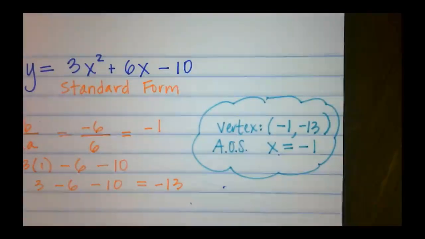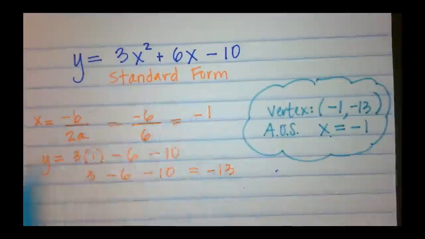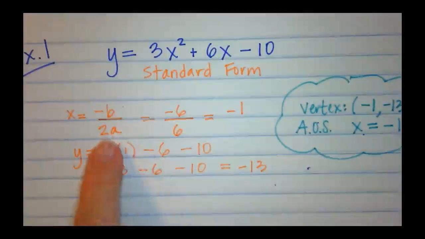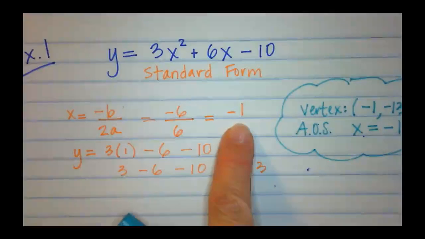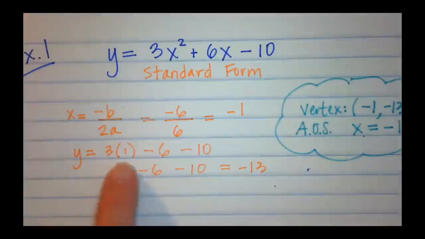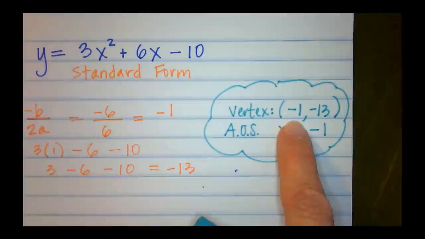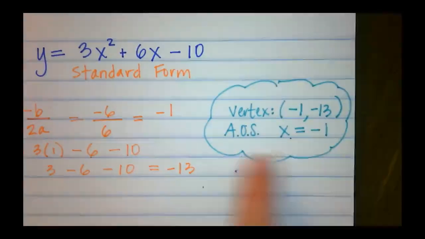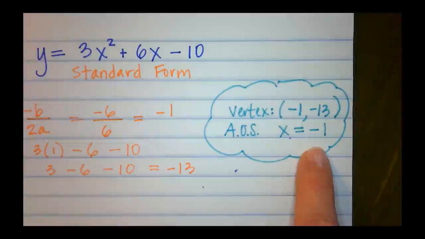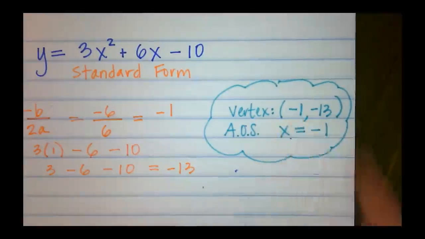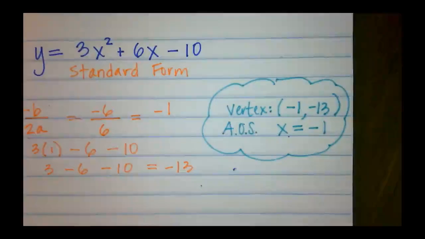All right, so just to recap what we did, since it was in standard form, we used negative b over 2a to figure out what the x was. Once we know what x is, we fill it back in to get what y is. So now we know that the vertex is at negative 1, negative 13, and the axis of symmetry, which is the imaginary line, a vertical line going through the vertex, is located at x equals negative 1.